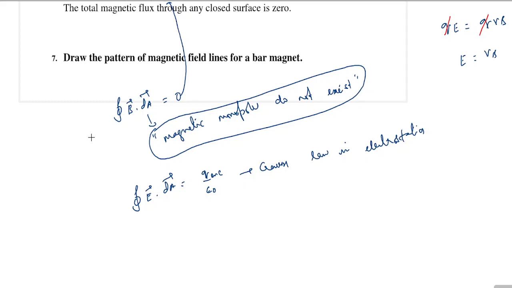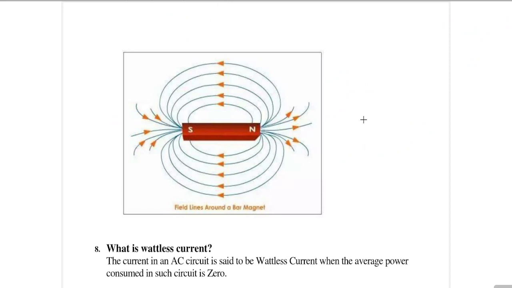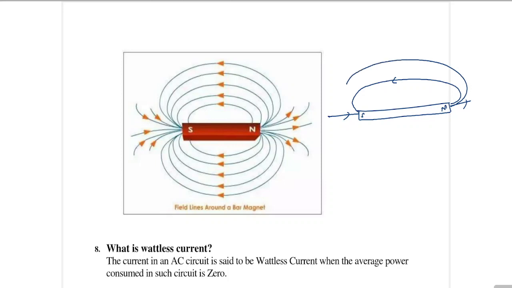Question 7 says, draw the pattern of magnetic field lines of a bar magnet. Just learn the diagram. It's given here, where we have a bar magnet. One end is taken as north pole, the other as south pole. The magnetic field lines will originate out of the north pole and enter through the south pole, and these form closed loops. Very important: the magnetic field lines form closed loops like this.